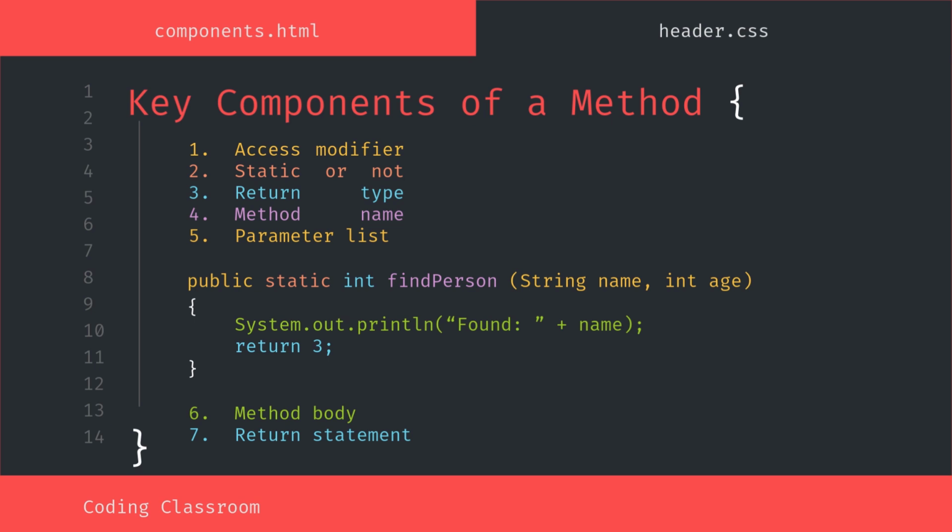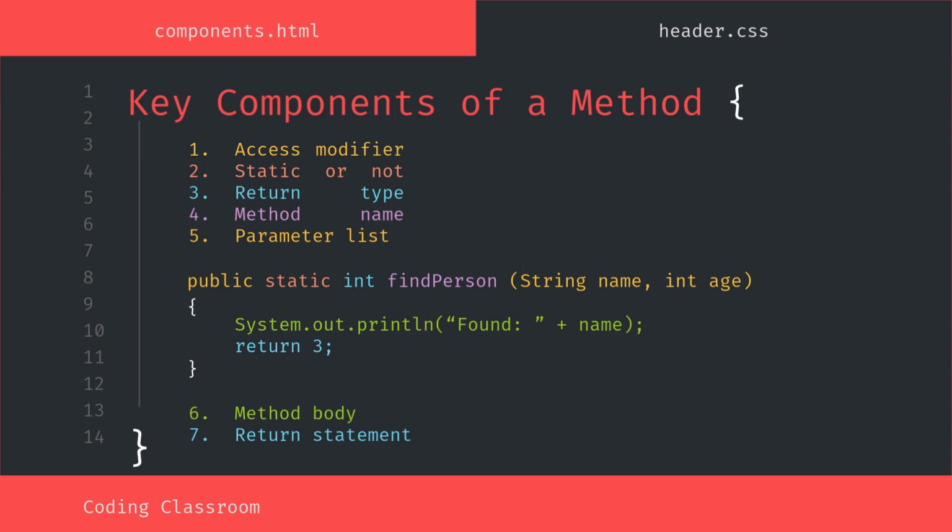Let's take a closer look at the key components that make up a method. Understanding these components will help you write methods effectively and make your code easier to maintain. Access modifier. This determines where the method can be accessed from. For example, public makes it accessible anywhere, while private restricts access to within the same class. Static or non-static. This defines whether the method belongs to the class itself, static, or to objects created from the class, non-static.